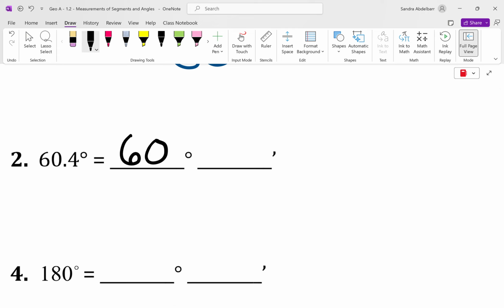Now what we're going to do is take the fractional part and change that to minutes. But I don't want to deal with a decimal. I'm going to actually deal with a fraction. So does anybody know what 0.4 is as a fraction? What is that? PJ? Good. It's 4 over 10. But I see 4 over 10 and I think I can reduce this, right? What can we reduce 4 over 10 to? 2 over 5.